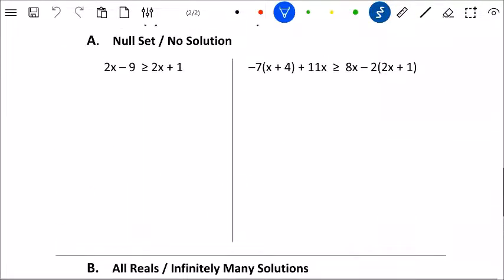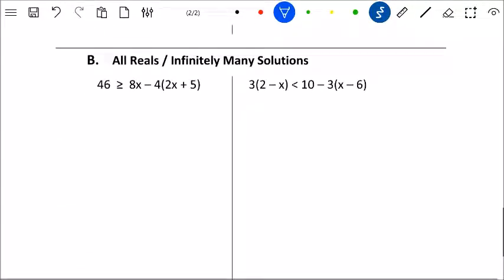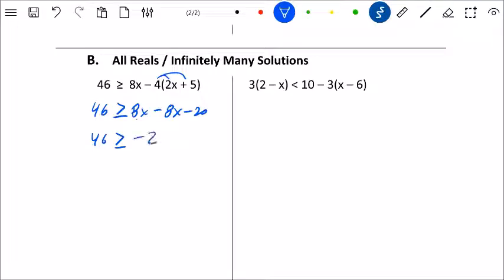Do remember that these were no solution problems, but here infinitely many solution problems. Let's work this out. 46 greater than or equal to 8x, and then we're multiplying these in here as negative 8x minus 20. 46 is greater than, well, 8x, take away 8x is 0, it's gone. Okay, but here 46 is greater than negative 20. This is a true statement.